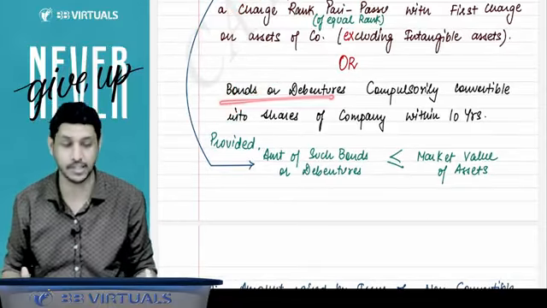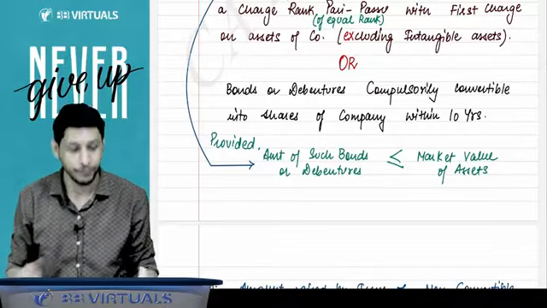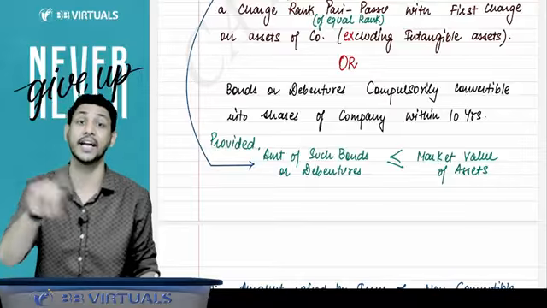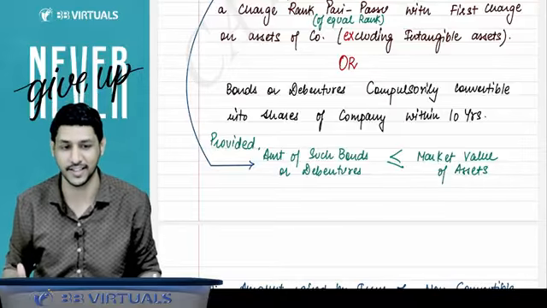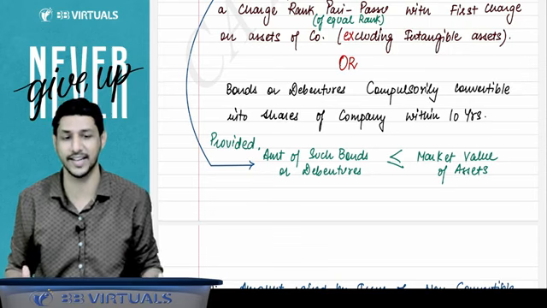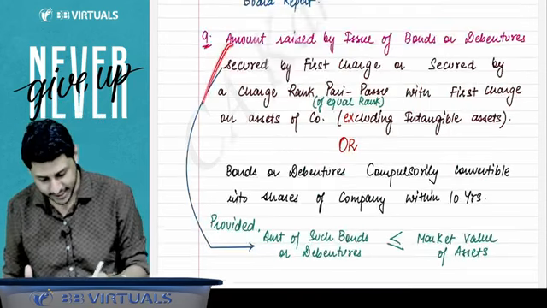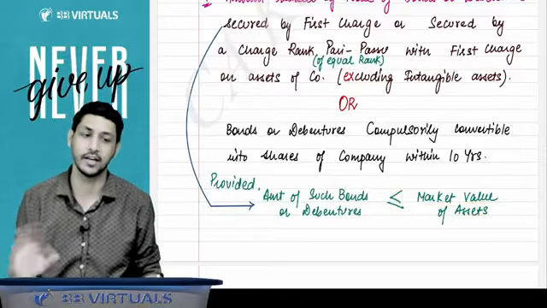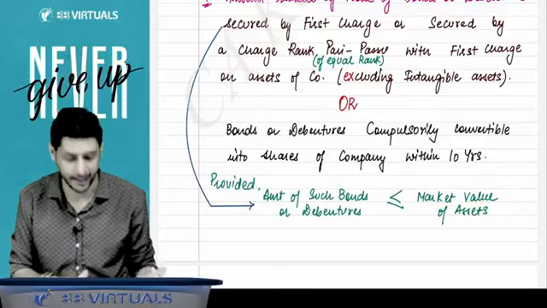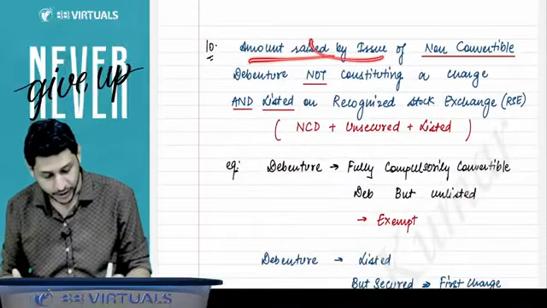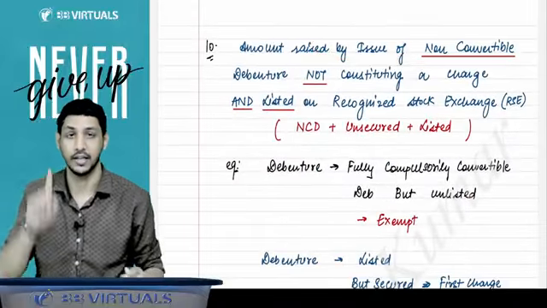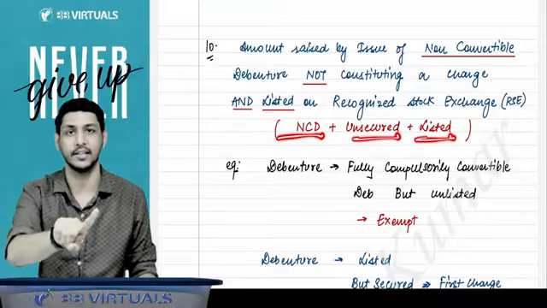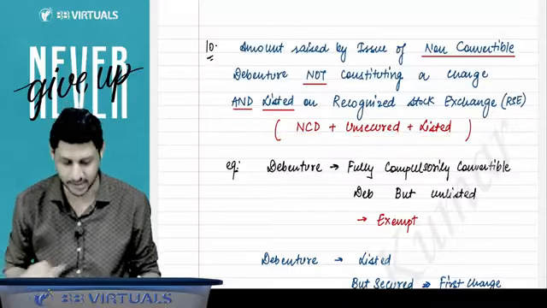Or, a second point in the 9th point itself, there are two different points. If a company has raised funds by the issue of bond or debenture which are compulsorily convertible into shares of the company within 10 years, then that amount will not be considered as a deposit, provided in this case the amount of such bond or debenture shall be less than or equal to the market value of the assets. It means the market value of the assets must be higher. Then the next point, amount raised by the issue of non-convertible debenture. It should be a non-convertible debenture. It must be unsecured and it must be listed. Then that amount will not be considered as a deposit.